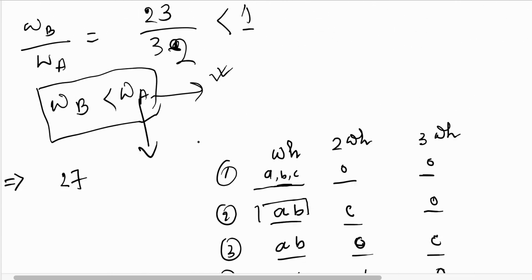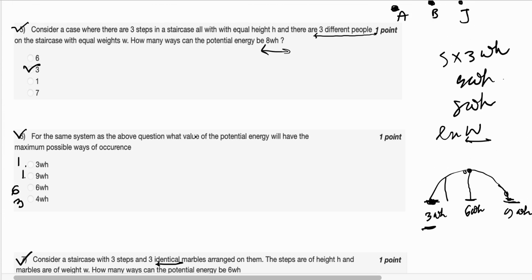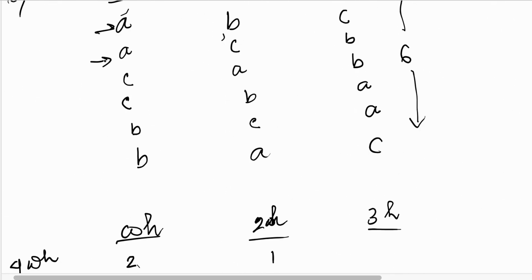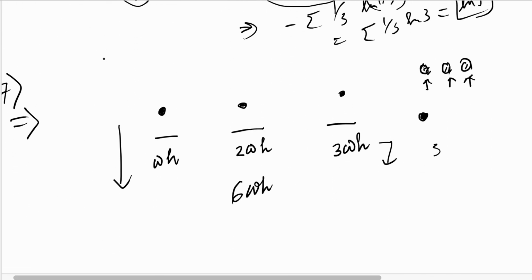So that means in the case 7, how many ways can the potential energy be 6 ħω? It's only one. The catch is here, since these 3 particles are identical, that is why 1, and here the catch is 6, since these particles are indistinguishable, that is 6.